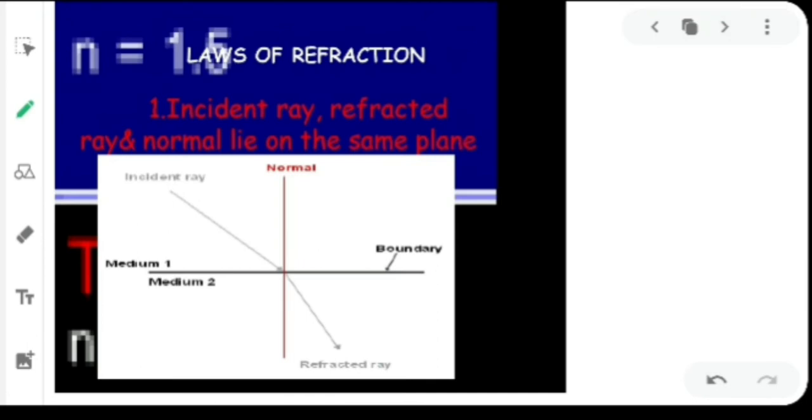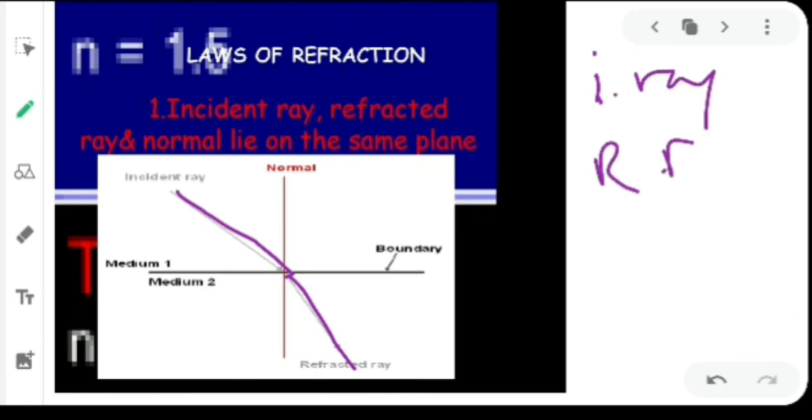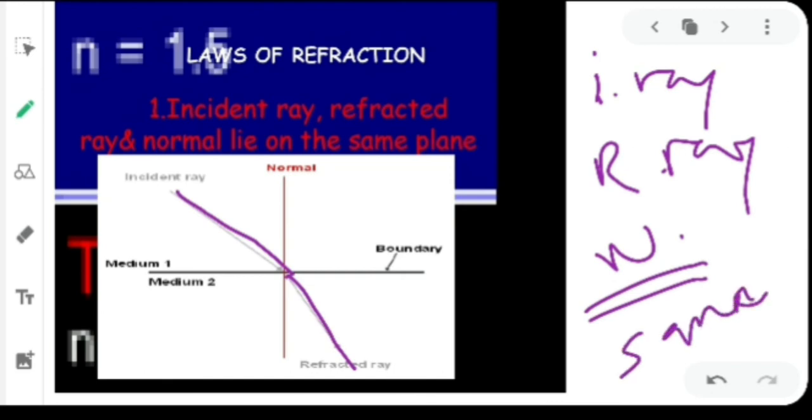Here in the laws of refraction, we are talking about the angle of incidence and the angle of refraction. Before that, we should talk about the incident ray. The ray which falls on the normal is the incident ray, and the ray which gets bent is the refracted ray. These all lie in the same plane. Here too, the incident ray, refracted ray and normal all lie in the same plane.